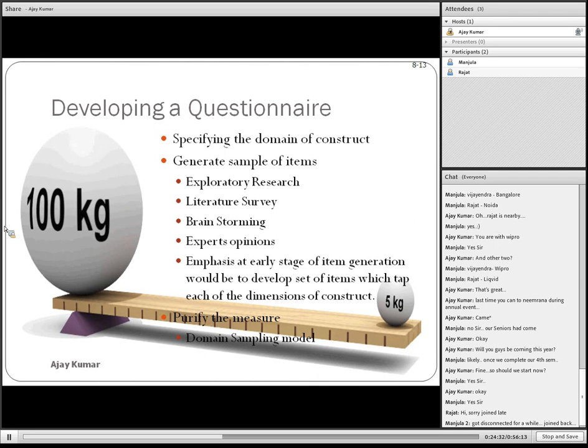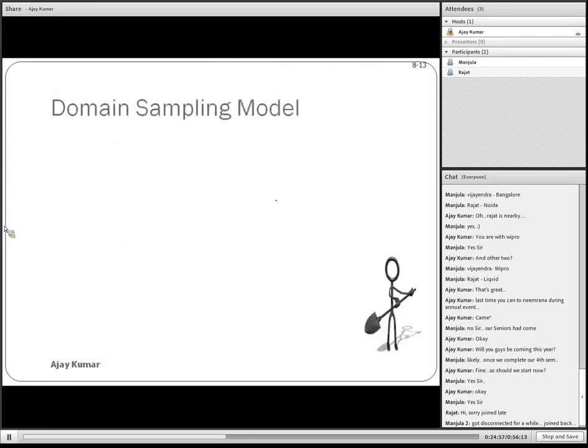There is a model called the domain sampling model, which uses the concept of statistics, and it is this model which actually helps us in purifying the measure, or in eliminating the unnecessary statements that we have made part of our pool. That is something we will do using the domain sampling model. So let us understand what this domain sampling model is.